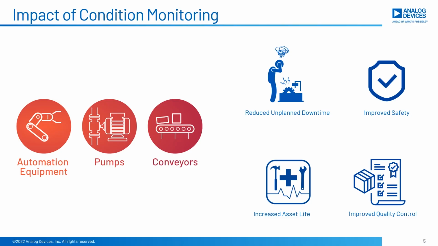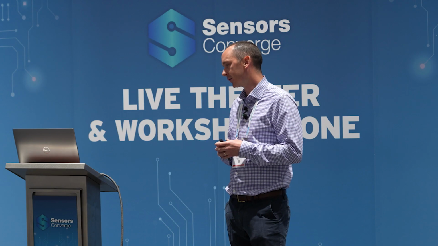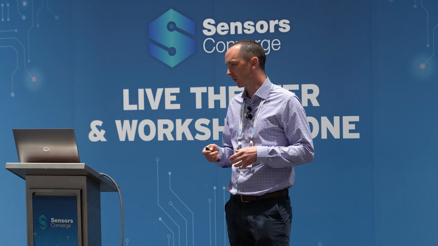Condition monitoring improves safety by ensuring equipment operates within the manufacturer's specification, creating a more safe environment for employees working with these assets. And then finally, there's improved quality control. Again, by making sure we're operating assets within their specified range, we are ensuring quality control of the production.